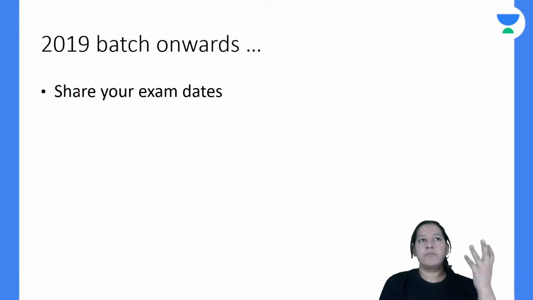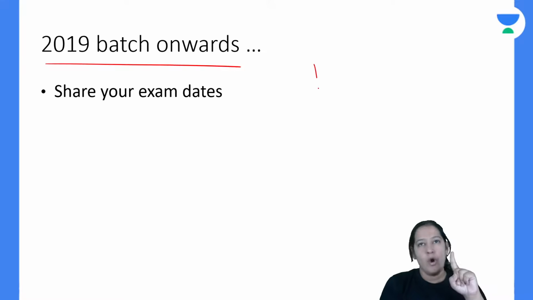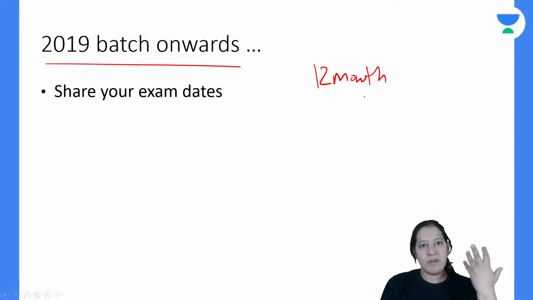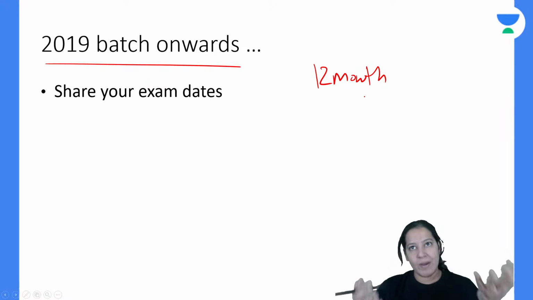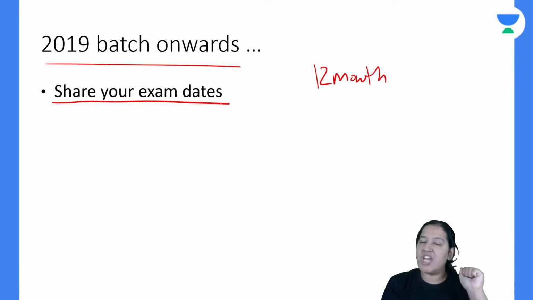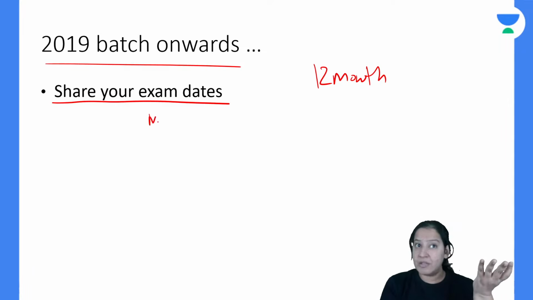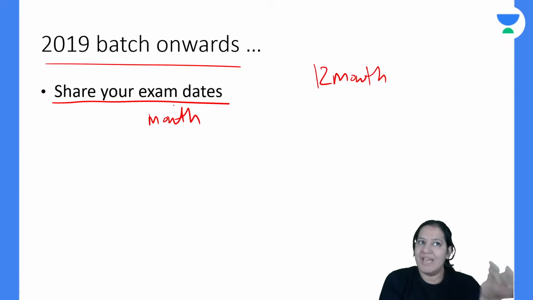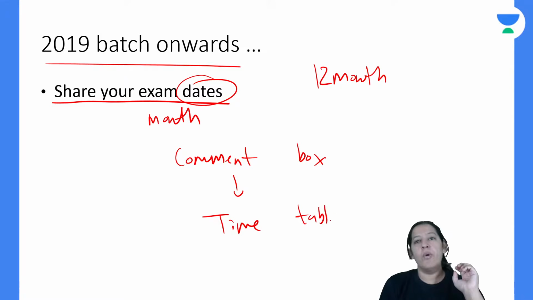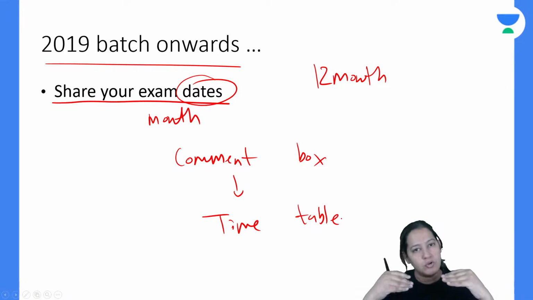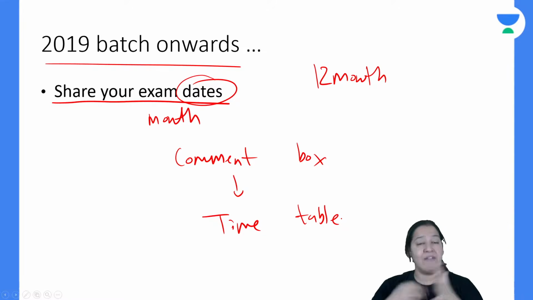From the 2019 batch onwards, you have only 12 months for your exam. So whatever batch you belong to, if you are watching this video, whether live or recorded, I request you, please share your exam date in the comment box. At least the month of your exam. What is the month of your exam? If you know the exact date, please write it down in the comment box. I will help you with a timetable for your exam. You should make a timetable and stick to that timetable. I will give you tips for that.